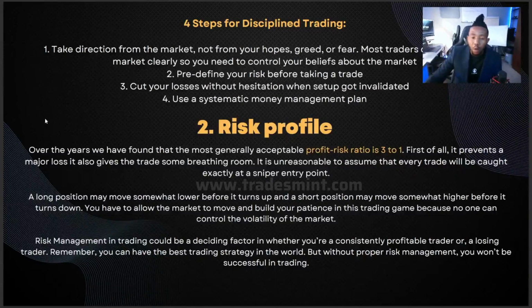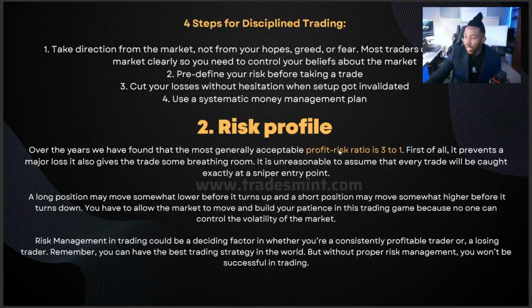So let's continue. Over the years, we have found that the most generally accepted profit risk ratio is 3:1. Most of the time, we always use a 1:2 risk ratio, but the most generally accepted profit risk ratio is 3:1. First of all, it prevents a major loss. It also gives the trader some breathing room. It is unreasonable to assume that every trade will be caught exactly at a sniper entry point, guys.